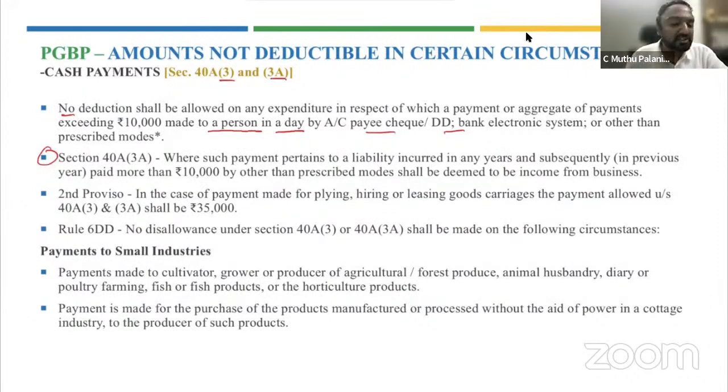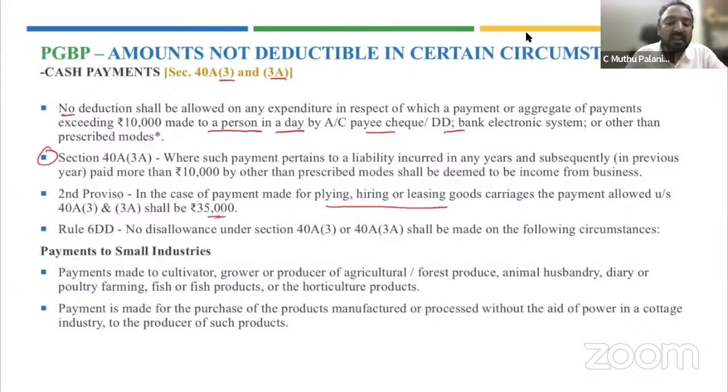If it is previous year, it is 40A3A. And then you have the second proviso. Basically, if you're in the business of plying, hiring, or leasing goods or vehicles, and payments are allowed under section 40A3 and 3A, then automatically the limit is 35,000.